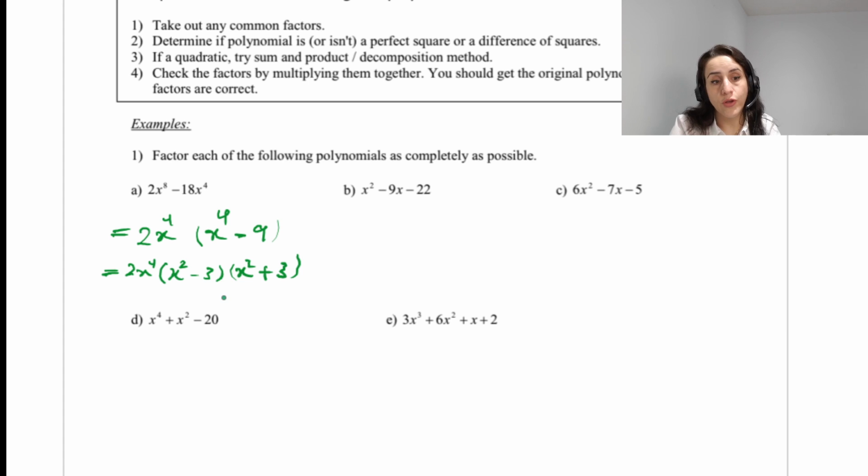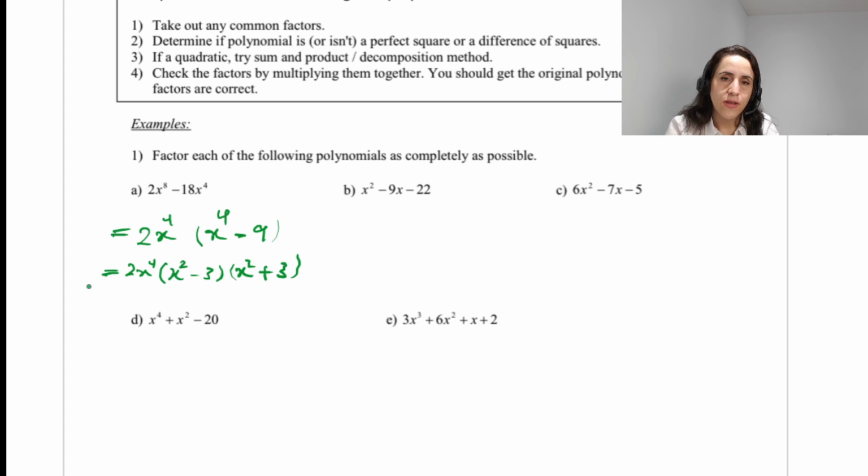After this point, I'm done. X squared plus 3 is not factorable. X squared minus 3 looks like a difference of squares, but 3 is not square-rootable. Then it is the end of my factoring for this question.